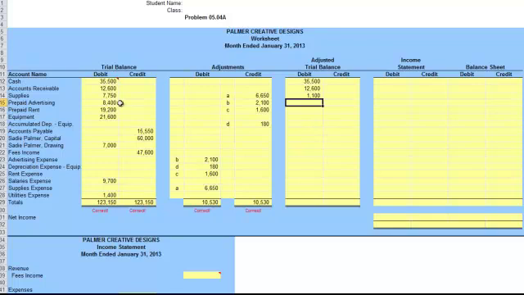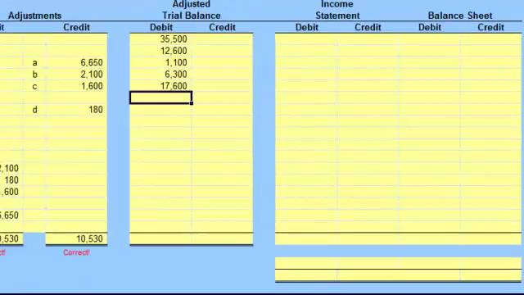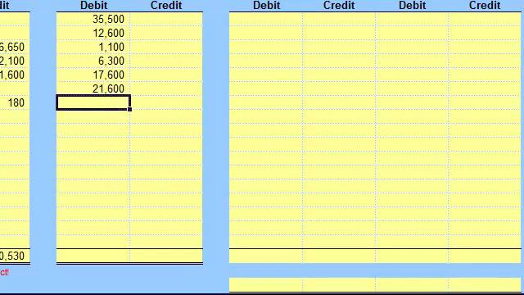Okay, prepaid advertising, I started with $8,400 and I used up $2,100. So I have $6,300 left over in my prepaid advertising. Prepaid rent started with $19,200 and $1,600 of it got used up. So that leaves me with a balance of $17,600 in the prepaid rent account. Equipment, we just leave it at the value that we purchased it at. So $21,600, no changes. I'm going to bring that number over.